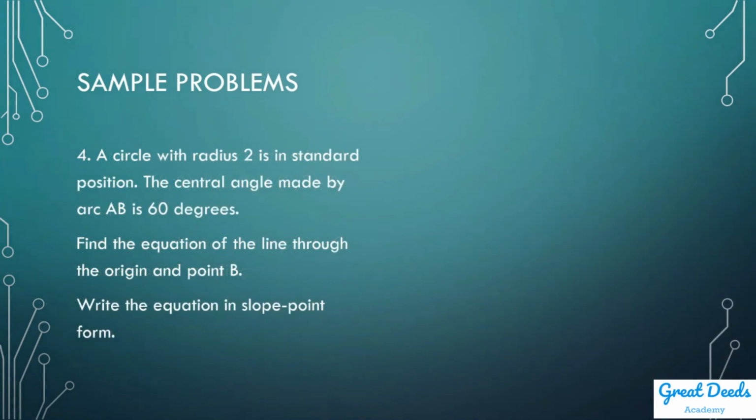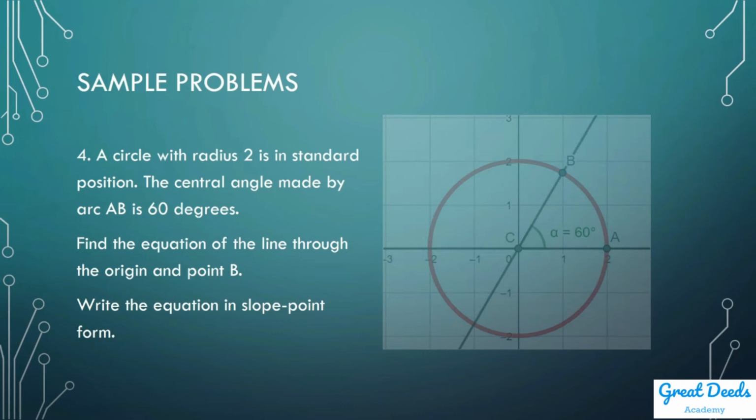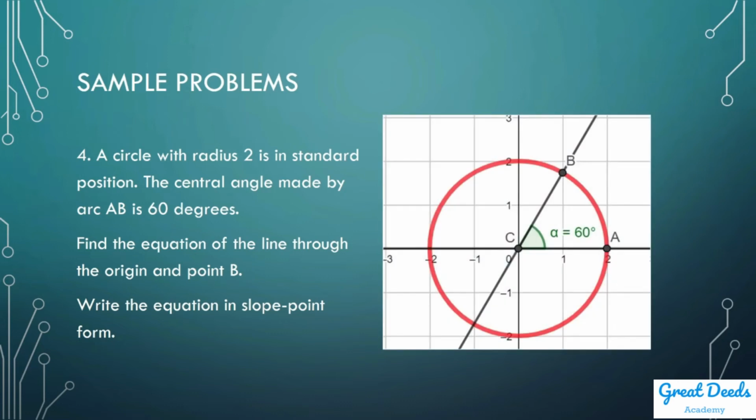A circle with radius 2 is in standard position. The central angle made by arc AB is 60 degrees. Find the equation of the line through the origin and point B. Write the equation in slope point form. The problem here is the slope because we already have the point.